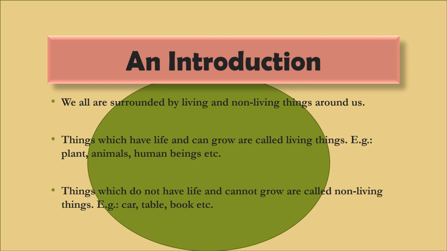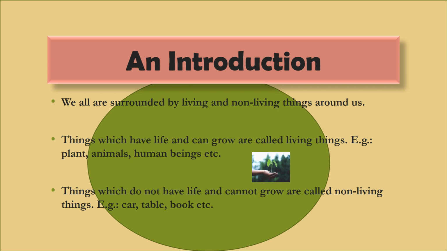Things which have life and can grow are called living things. Example, plants, animals, human beings, etc. Things which do not have life and cannot grow are called non-living things. Example, car, table, book, etc. So before we learn about the process of growth, we need to know about the different segments of growth.